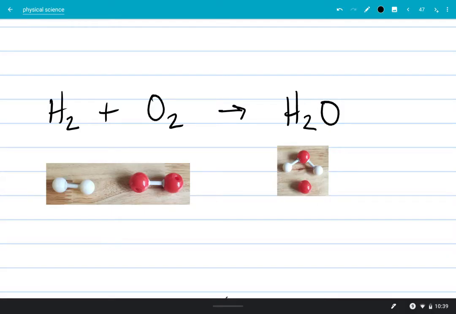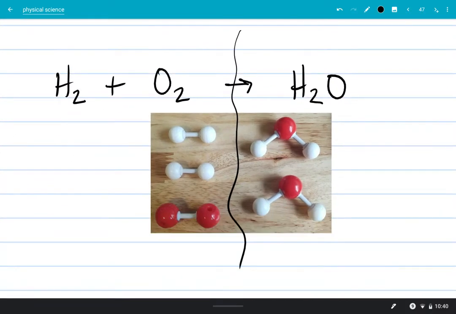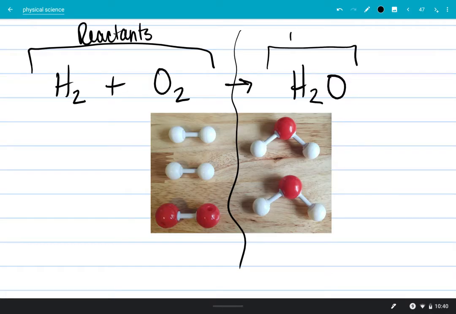So we have this extra oxygen here that is not going to be happy. So it is going to find more hydrogen atoms, and then it's going to react with those hydrogen atoms, just like this one. So we've got our reactants here, and our product here. Remember, the arrow always points to the product. So we started with hydrogen and oxygen, and we're making water.